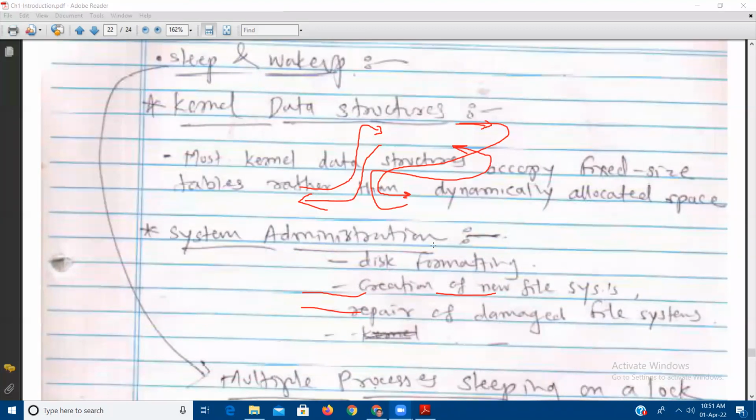So 2 options will be there. So once again installation by formatting the total disk and or repair of damaged file system. काही फाइल्स करप्ट झालेले असतात त्या केस मध्ये आपल्याला रिपेअर करायला लागतं. So all these options are coming at the time of installation. Okay, so this is about system administration.